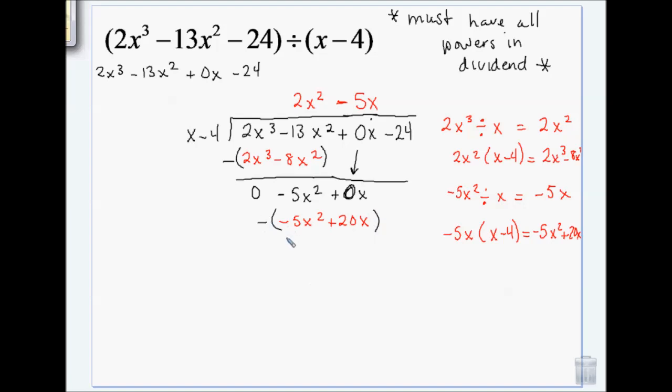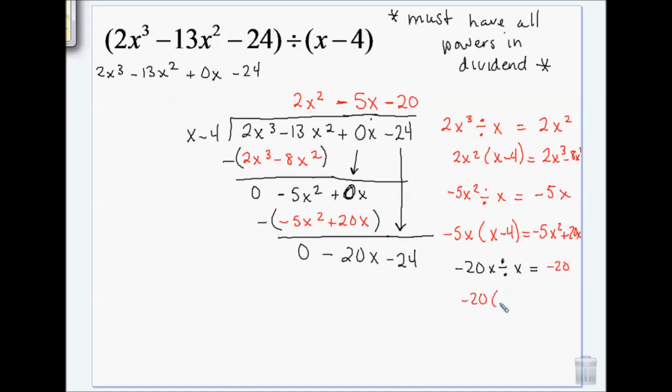But I have to subtract that. So minus a negative becomes a positive, right? So I get negative 5x squared plus 5x squared, that's 0. And then minus 20x, right? Because it becomes a negative. So I have 0 minus 20, so that's negative 20x. And I have to bring down the negative 24. And then I have to look at how many times does x go into 20x. So x goes into 20x negative 20 times. So then I do negative 20 times x minus 4, and I get negative 20x plus 80, right? That comes here. Then I have to subtract that.